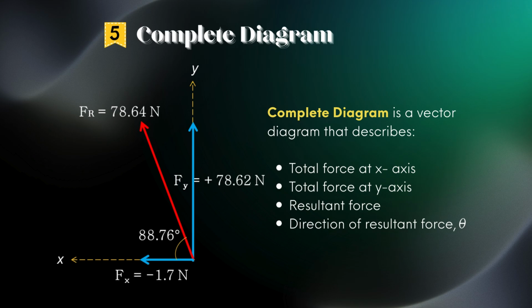Last but not least is draw the complete diagram. A complete diagram is a vector diagram that describes total force at x-axis, total force at y-axis, resultant force, and the direction of the resultant force.